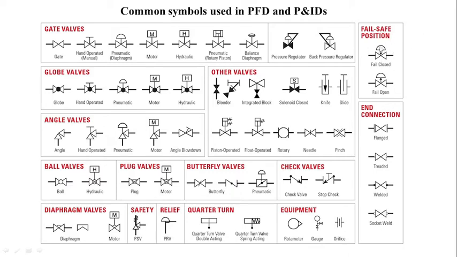Like in this, fail safe and fail close positions are shown. This means if instrument air fails, the control valve will close. If instrument air fails, in this case the control valve will open. So this is the fail close and fail open position. It will vary depending on the arrangement around the valve. These are examples of a gate valve and a globe valve. A globe valve is mainly used in controlling, and a gate valve is only used for complete shutdown or complete open position.